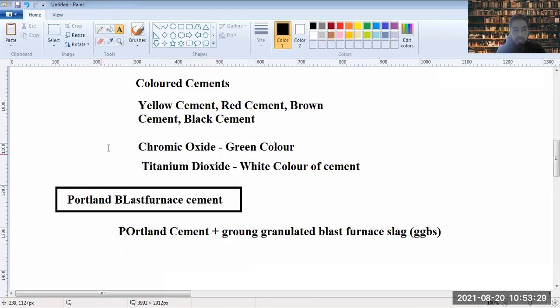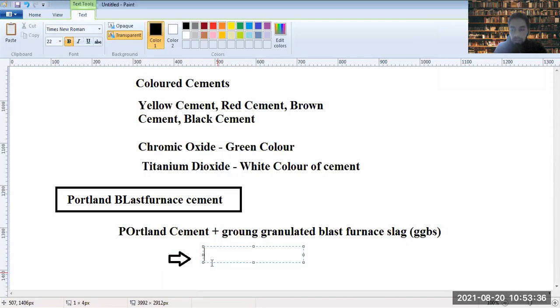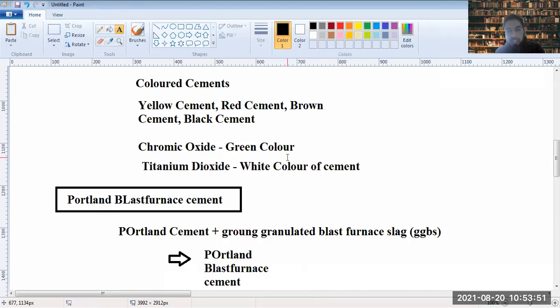So this is what you get. You are getting the mixture from these two. You are getting the Portland blast furnace. Now, why does this GGBS, this is ground, yeah, this is ground granulated blast furnace slag.